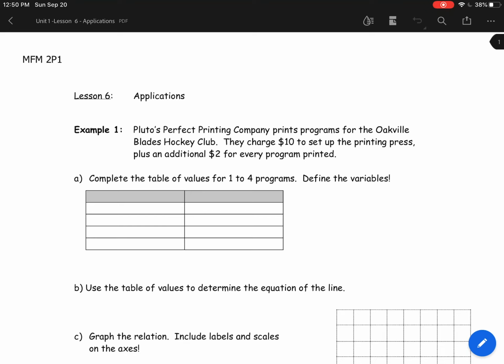Right, so we have a word problem here that says Pluto's Perfect Printing Company prints programs for the Oakville Blades Hockey Club. They charge $10 to set up the printing press and an additional $2 for every program printed. It says complete a table of values for 1 to 4 programs. Define the variables.